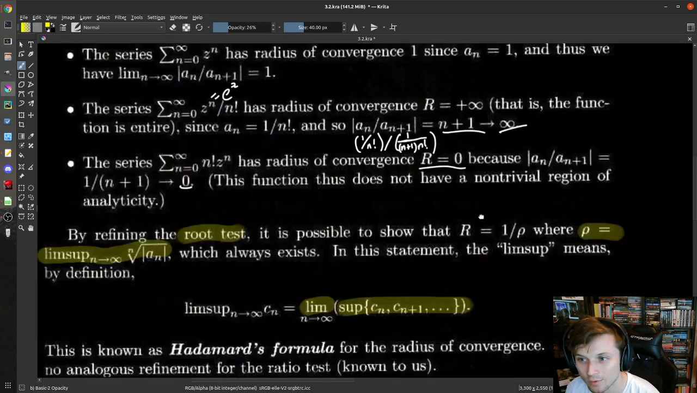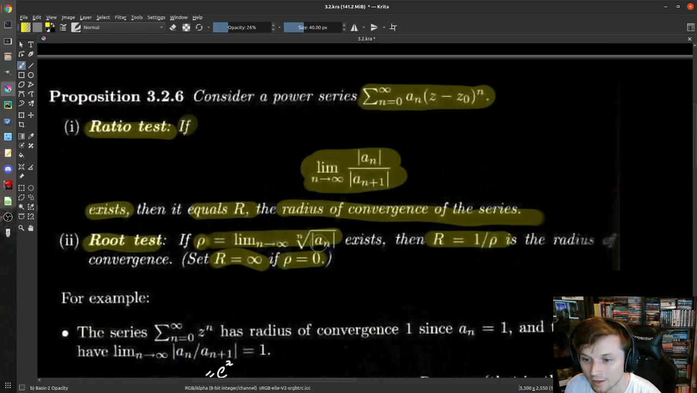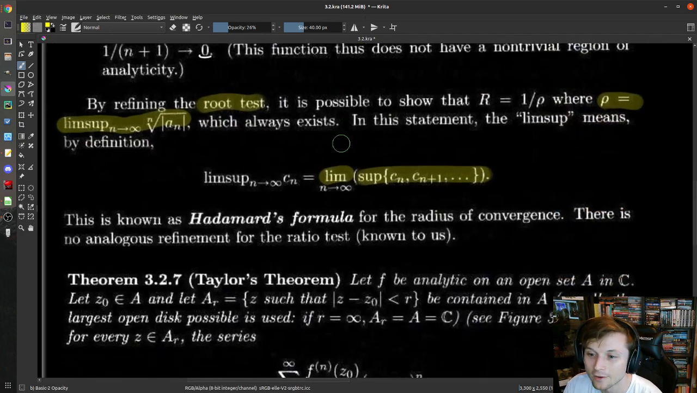In our case, since we have finitely many terms for a given n, for n equals 1 there's just one term, the modulus of the first coefficient, and then when n is 2 it's the next one. So we just take the max. This might as well just be max instead of sup right here. Nothing too fancy. It's just going to be the limit of these maximums, and this will always exist. So this is Hadamard's formula.